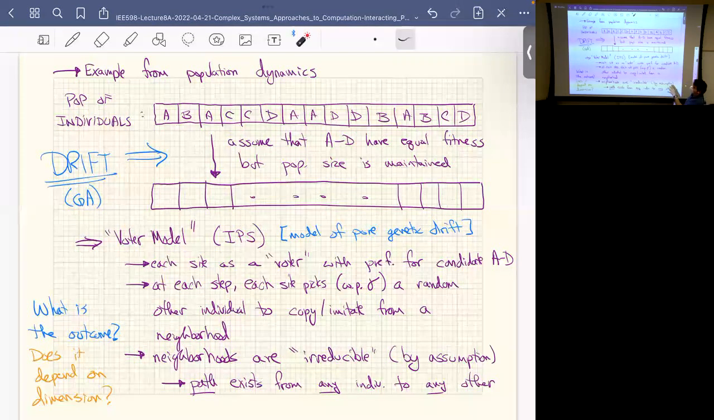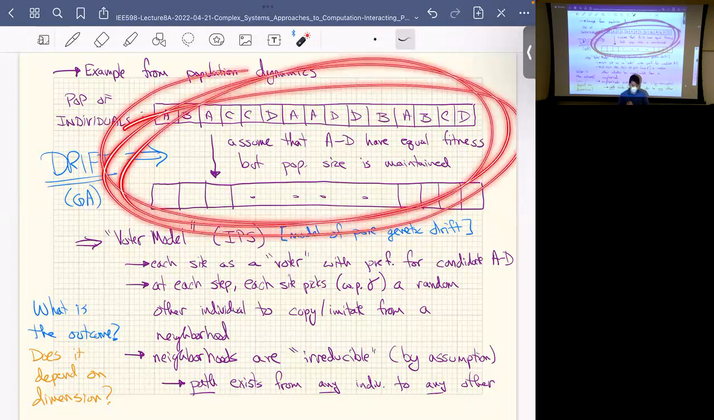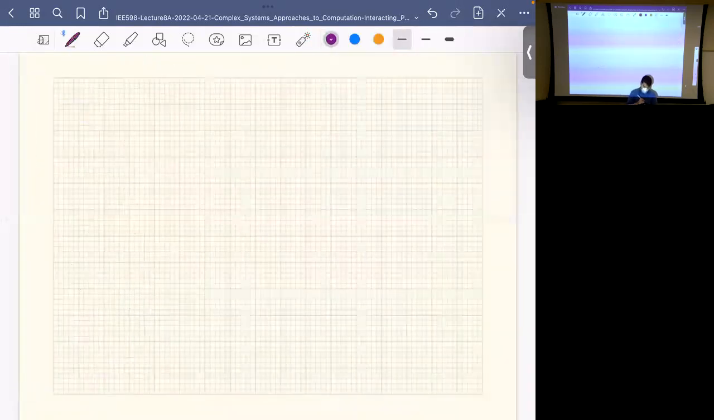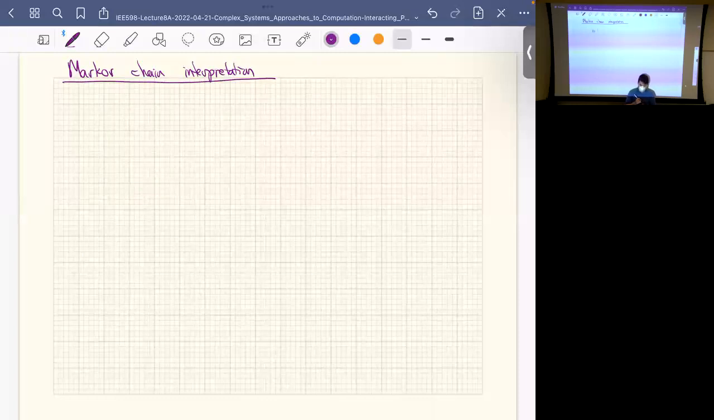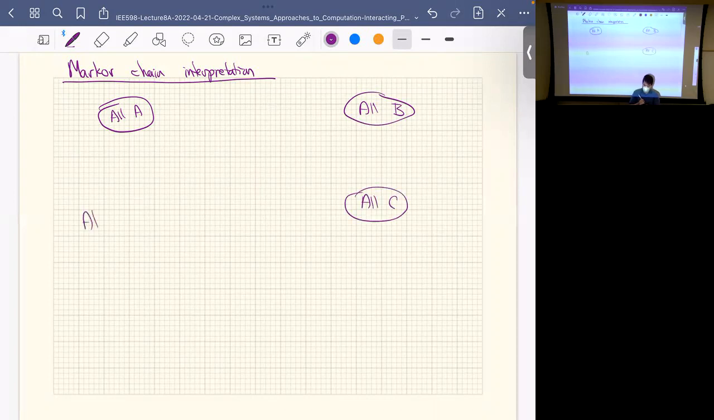Okay, so if I want to analyze what goes on here, if I think about this simple drift model, like I said, there's a probability here. So I should be able to use stochastic modeling here, right? I should be able to think of this as a Markov chain. So imagine a Markov chain interpretation. Then I might have a state, which is going to be the all A state, and then I have an all B state, and an all C state, and an all D state. And then I've got a bunch of other mixtures in between.